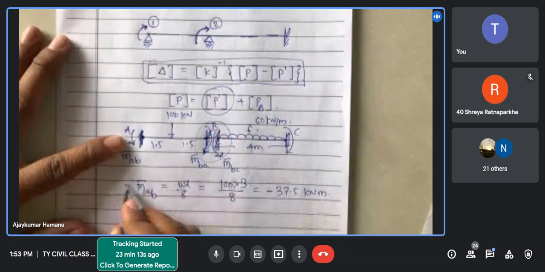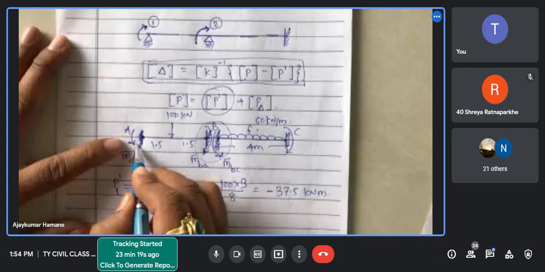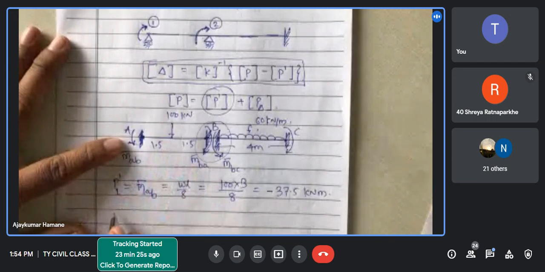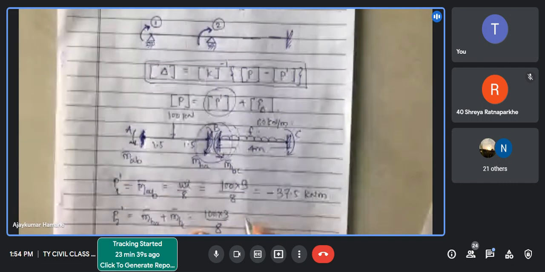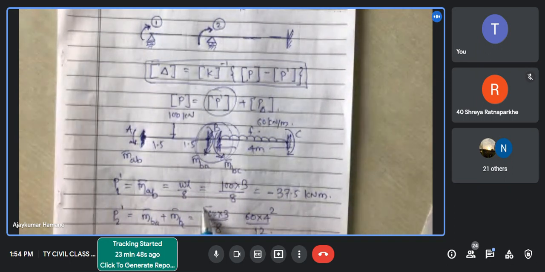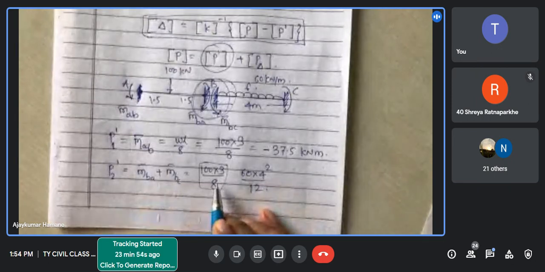Similarly, now we have to find out B. So this one is what? P1 dash. Because at this coordinate 1 we have to find out the external moment due to the loading. Now, what is the P2 dash? We have M bar BA plus M bar BC. Now, what is 100 into 3 divided by 8? I will not give the sign, and here WL square by 16 into 4 square divided by 12. Now you tell me, is this quantity positive or negative?